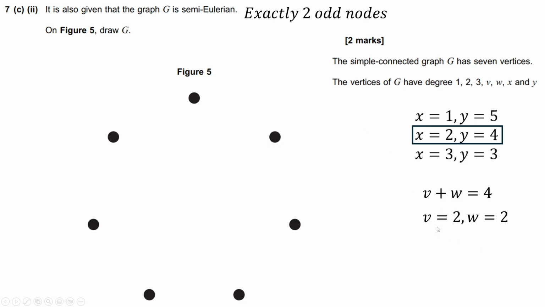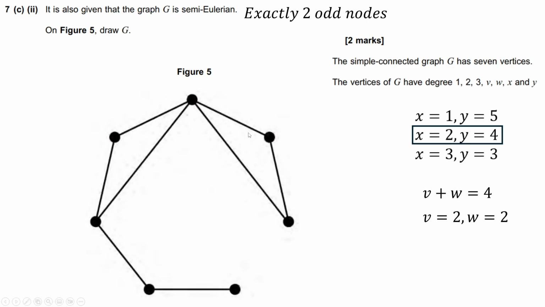Okay, so we're just going to draw that down. There's different ways you can draw this. I think this is just the way that I did. I just copy and pasted this down from the mark scheme just because it was easier than drawing it out myself. But for example, this one here could be my y with degree 4, and then this one here could be the x with degree 2, and then this could be the v, and then this could be the w, this could be the 1, this could be the 3 here, and that would be it.